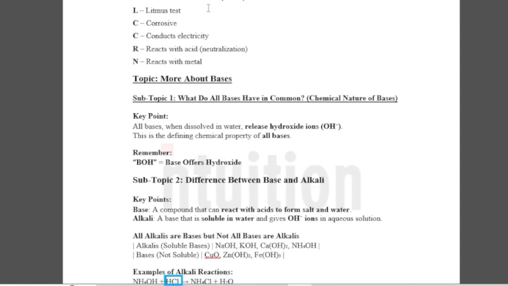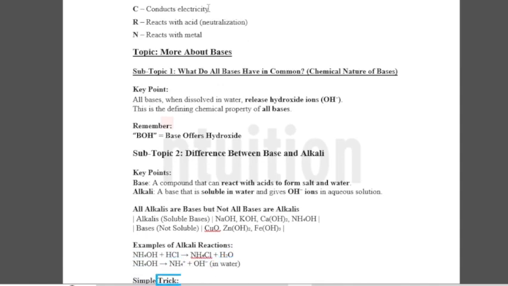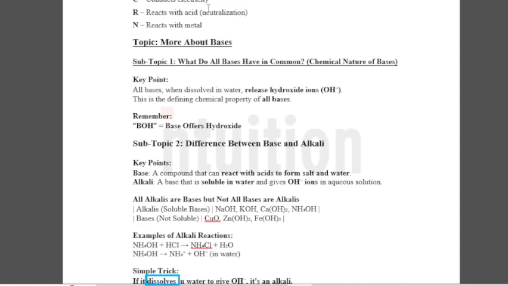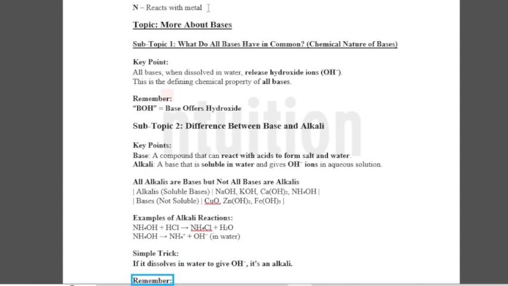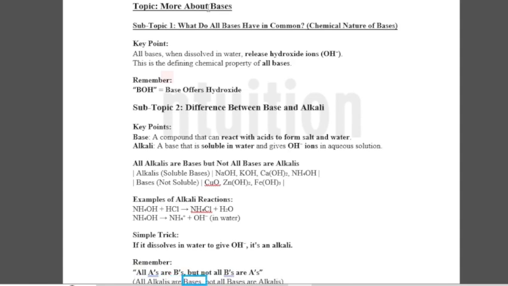Examples of alkali reactions: NH4OH plus HCl gives NH4Cl plus H2O. NH4OH gives NH4+ plus OH- in water. Simple trick: if it dissolves in water to give OH-, it's an alkali. Remember, all alkalis are bases, but not all bases are alkalis.